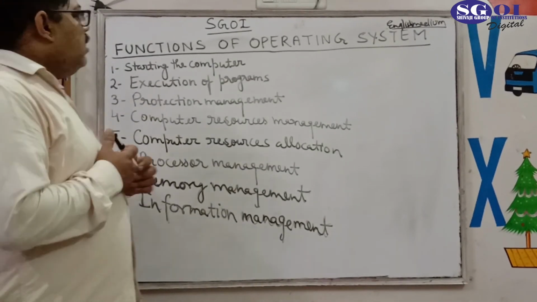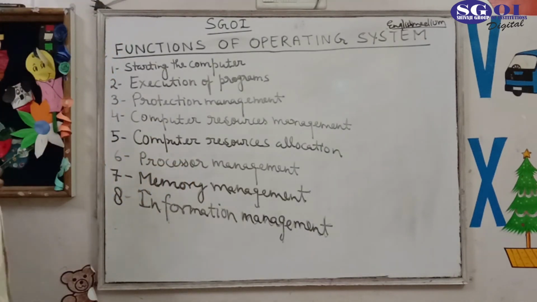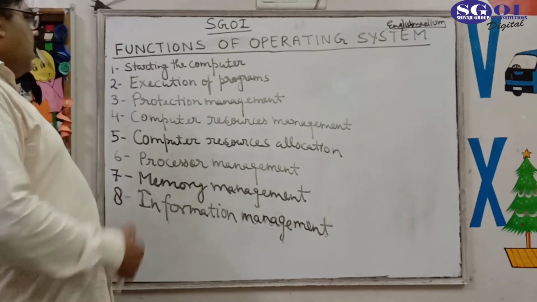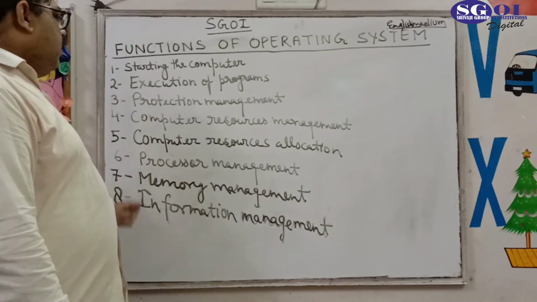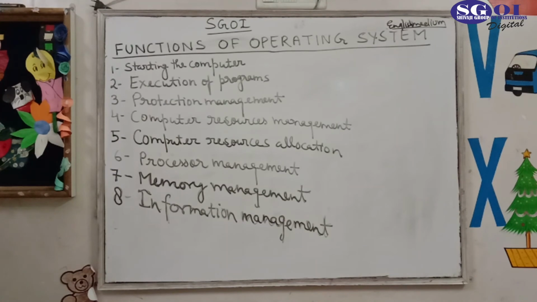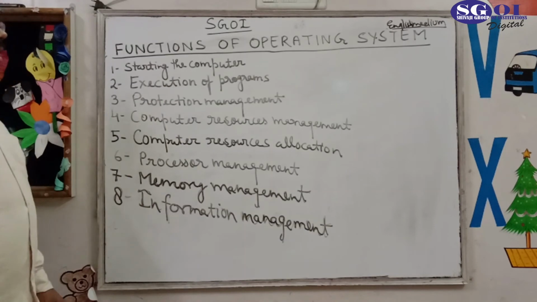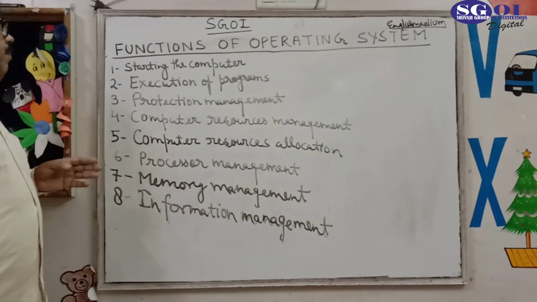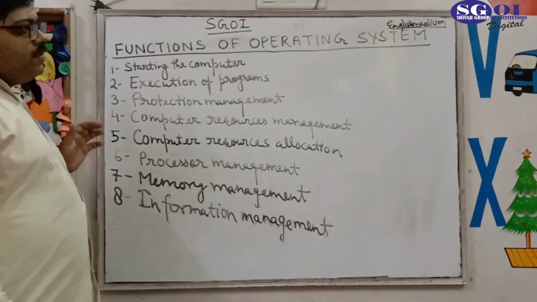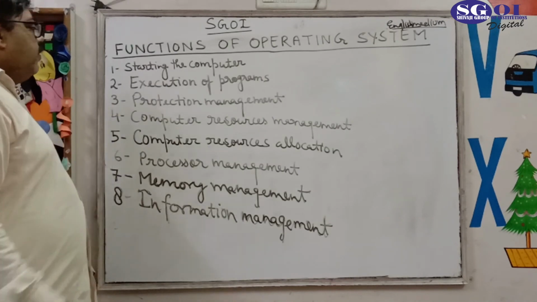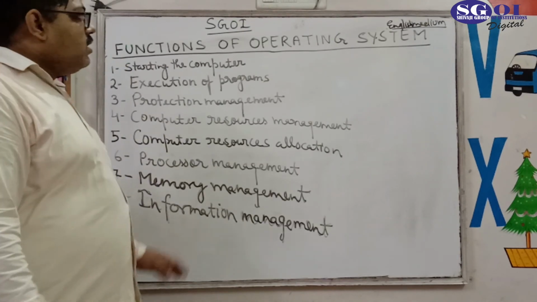So now we understand what the functions of the operating system are. The functions of the operating system are starting the computer, execution of programs, protection management, computer resource management, computer resource allocation, processor management, memory management, and information management. In the next class, we will briefly explain each and every topic with the help of some examples and some other things and functions. So now you understand what the functions of the operating system are.